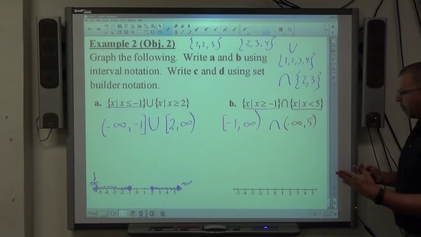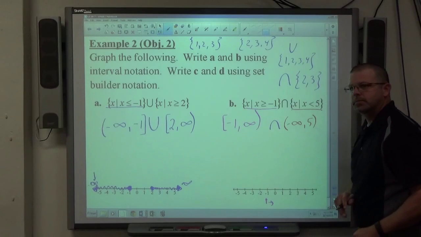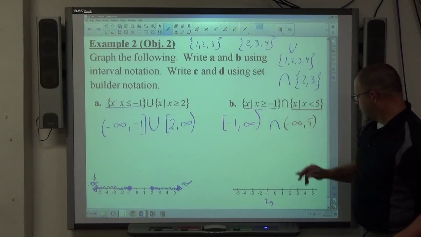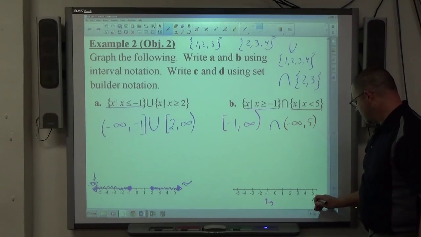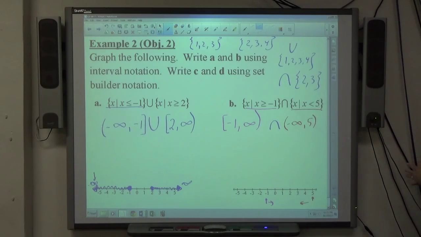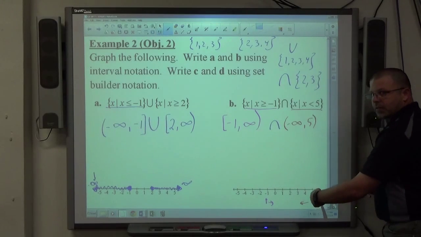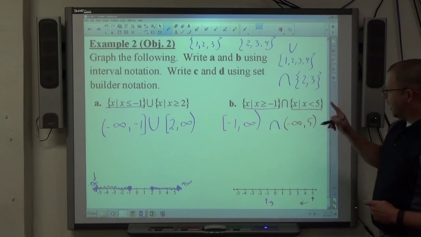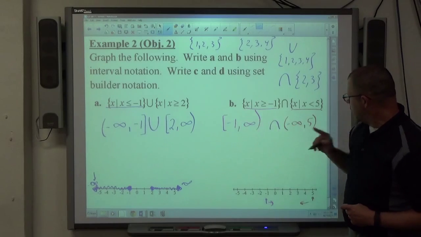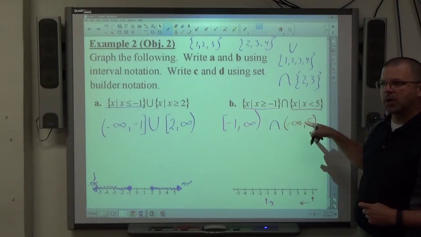If we think about the purple one, it's going to start here and go that way. The red one is going to start at 5 and go that way. So we're looking at an overlapping situation here. The overlap will happen between -1 and 5. But notice that at -1 we're going to have a closed circle, and at 5 we're going to have an open circle. So 5 belongs to the purple set but not to the red set.